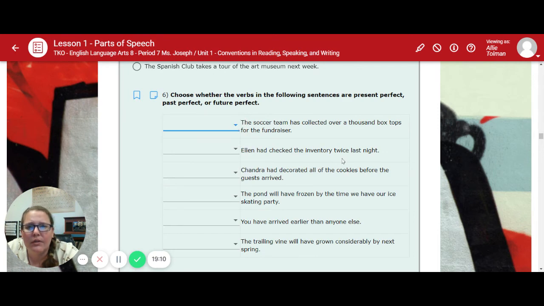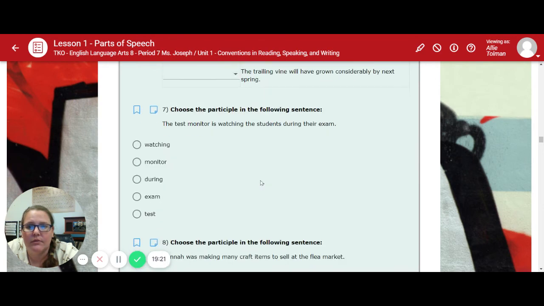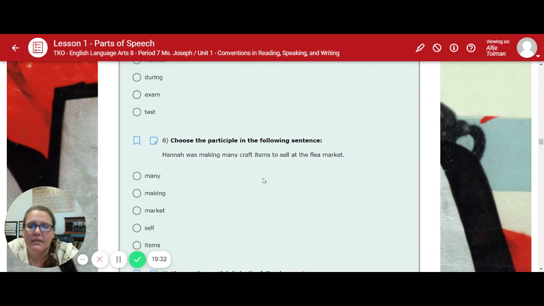Okay. Choose whether the verbs in the following sentence are present perfect, past perfect, or future perfect. Use the drop-down menu to go ahead and answer those. Number 7, choose the participle in the following sentence. The test monitor is watching the students during their exam. Number 8, choose the participle in the following sentence. Hannah was making many craft items to sell at the flea market.